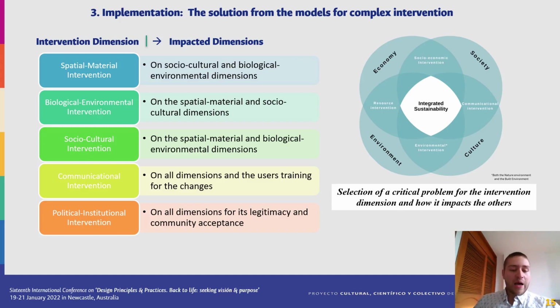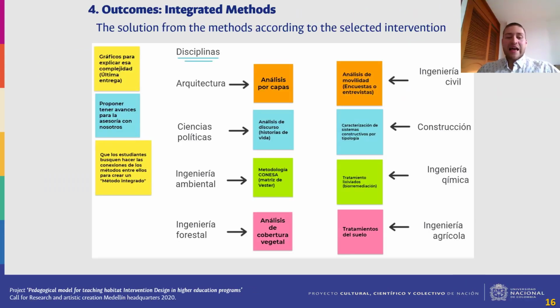Another example we have is a political institutional intervention with regulations, parameters for the communities, which has an impact on all dimensions, because it has to do with the legitimacy and the community acceptance of those regulations. And also the communicational intervention has an impact on all the dimensions and requires the users' training for the change, for acquiring new habits.